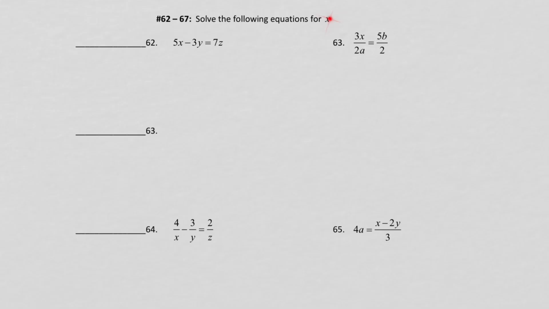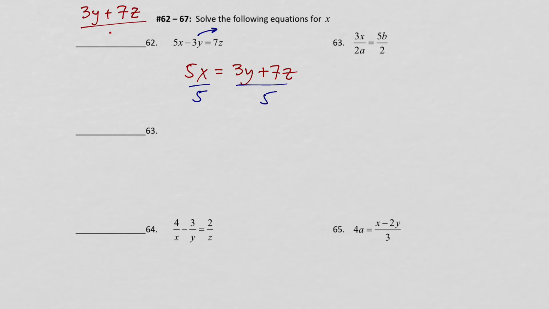Okay, to solve for x, I want to isolate this term, so I'm going to move that over to the other side and it'll flip signs. So I have 5x is equal to a positive 3y plus 7z. And you could have put that in the other order, 7z plus 3y would have been fine. And then we're going to divide each side by 5. So x is equal to 3y plus 7z over 5.